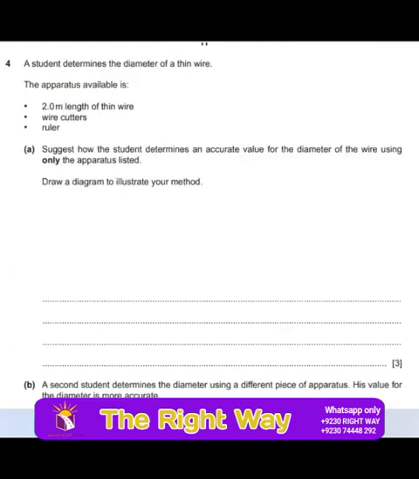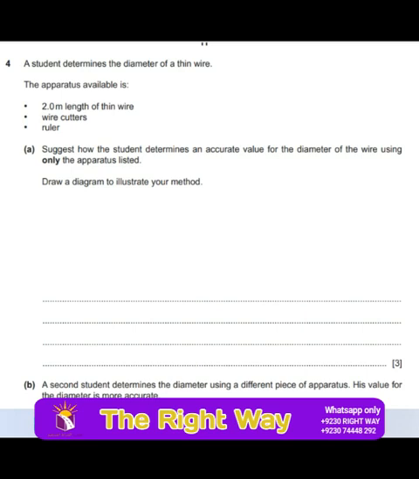Question number 4. A student determines the diameter of a thin wire. The apparatus available is 2 meter length of thin wire, a wire cutter, and a ruler. Suggest how the student determines an accurate value for the diameter of the wire using only the apparatus listed. Draw a diagram to illustrate your method.